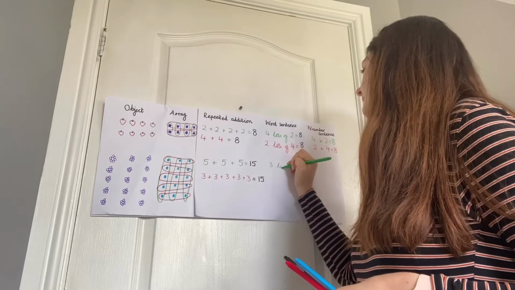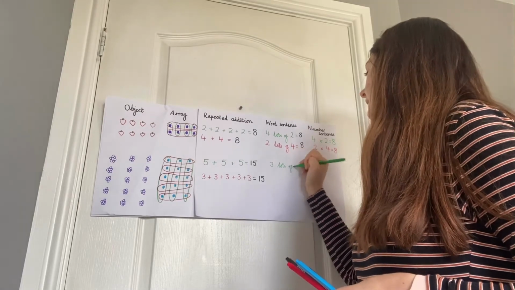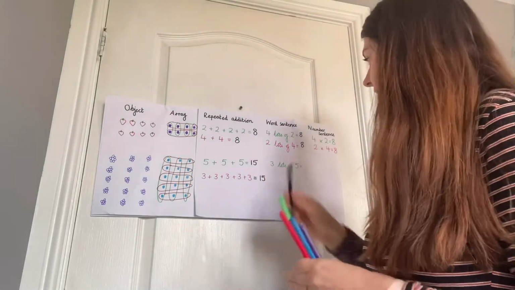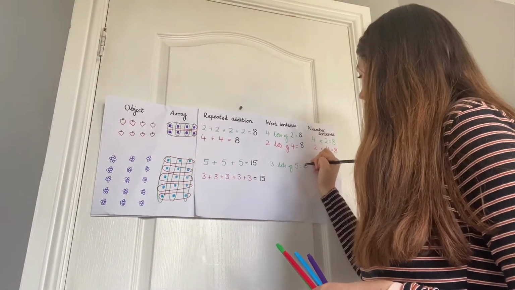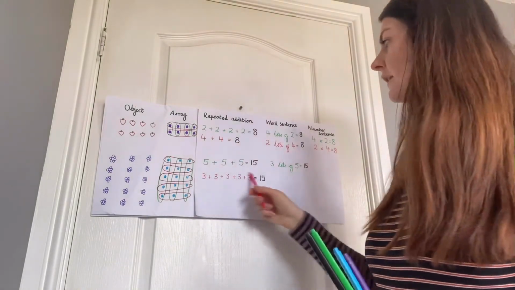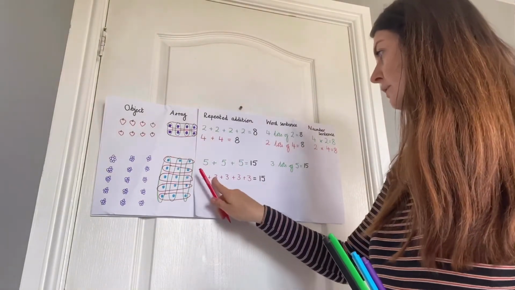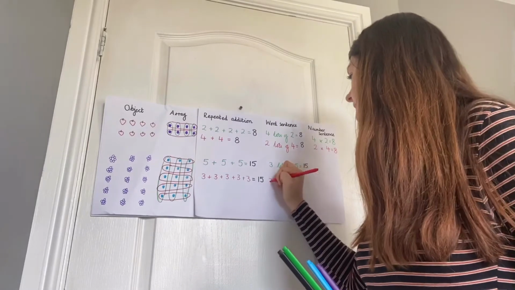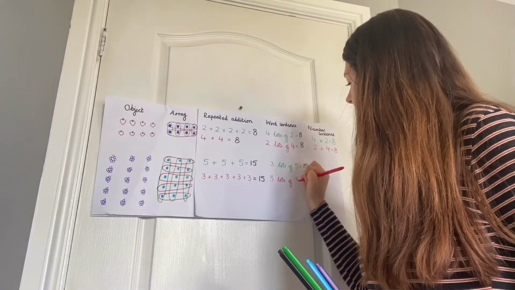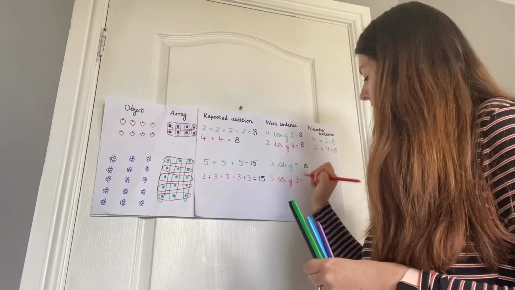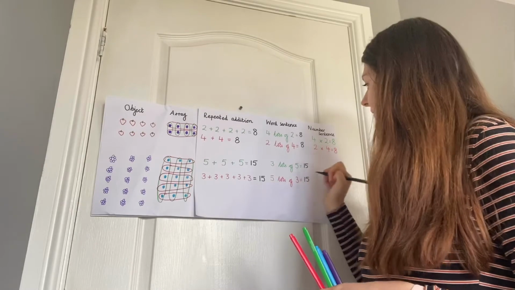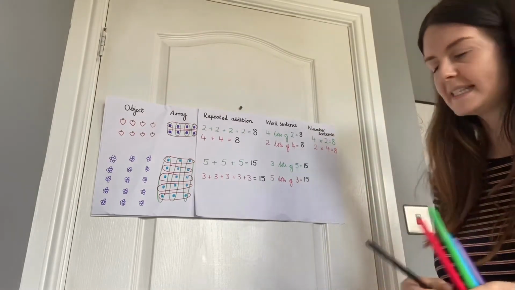3 lots of 5. And we still have the answer of 15. And then we had something lots of 3. So we had 1, 2, 3, 4, 5 lots of 3 equals 15. Okay, and then finally we're going to write our number sentences.